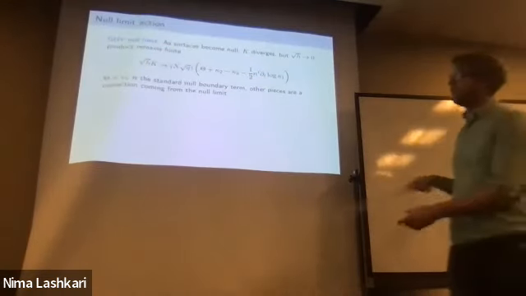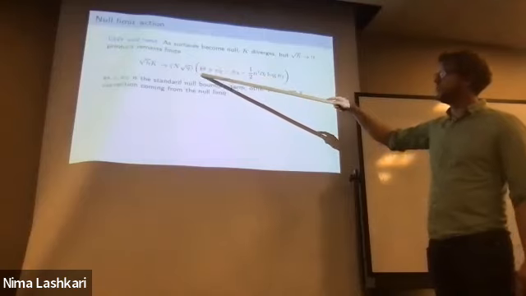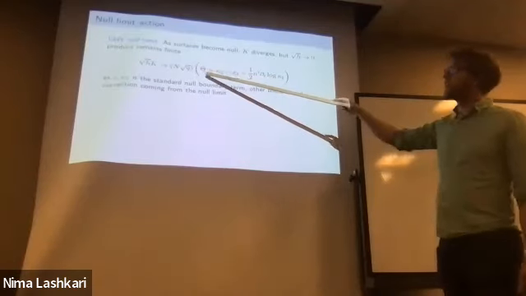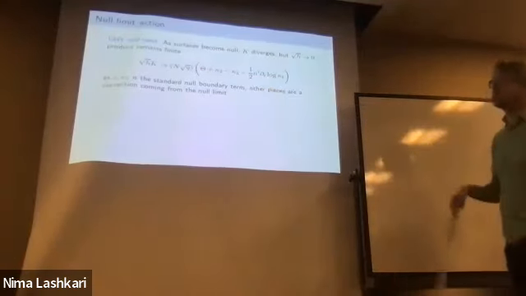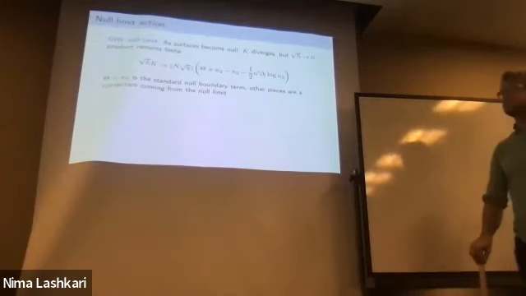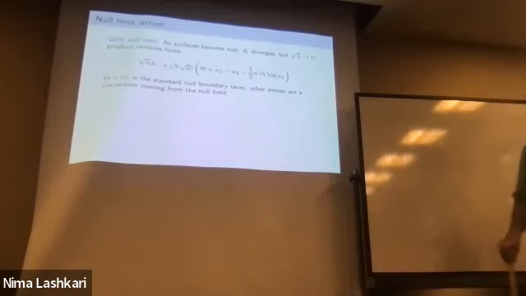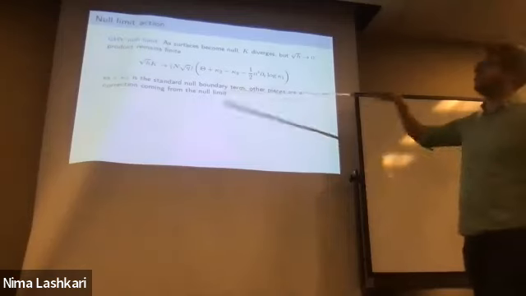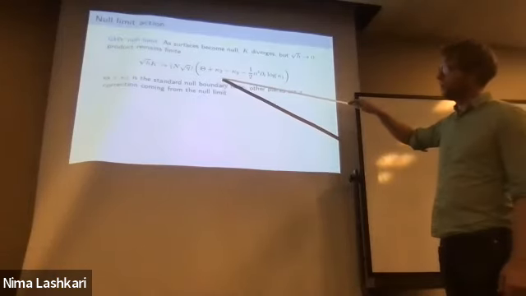And what you can show is that as you take this null limit, you get the standard null boundary terms in the gravitational action, which were written down not so recently, or yeah, in the not too distant past. So sometime in the teens, people actually discovered what this null boundary action was.